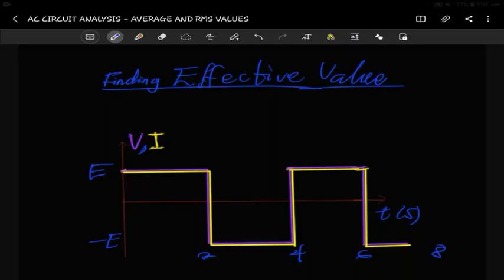So this time we are finding the effective value, or RMS value, or root mean square value. If you see any of these, it is the same thing. The procedure is similar, but with slight differences, so we're going to go through it.